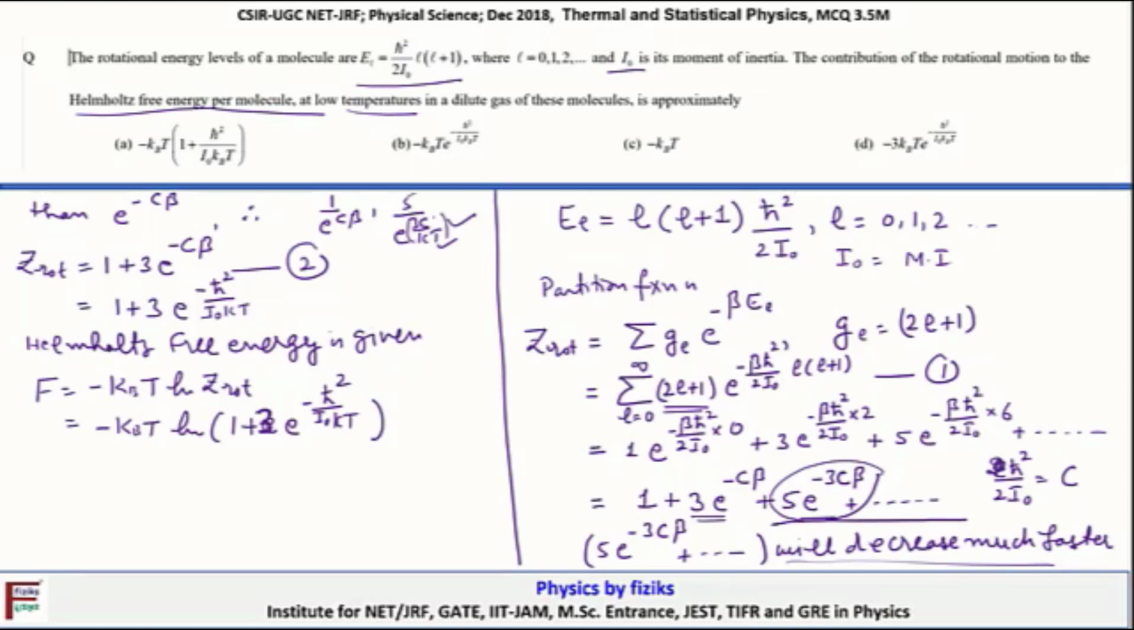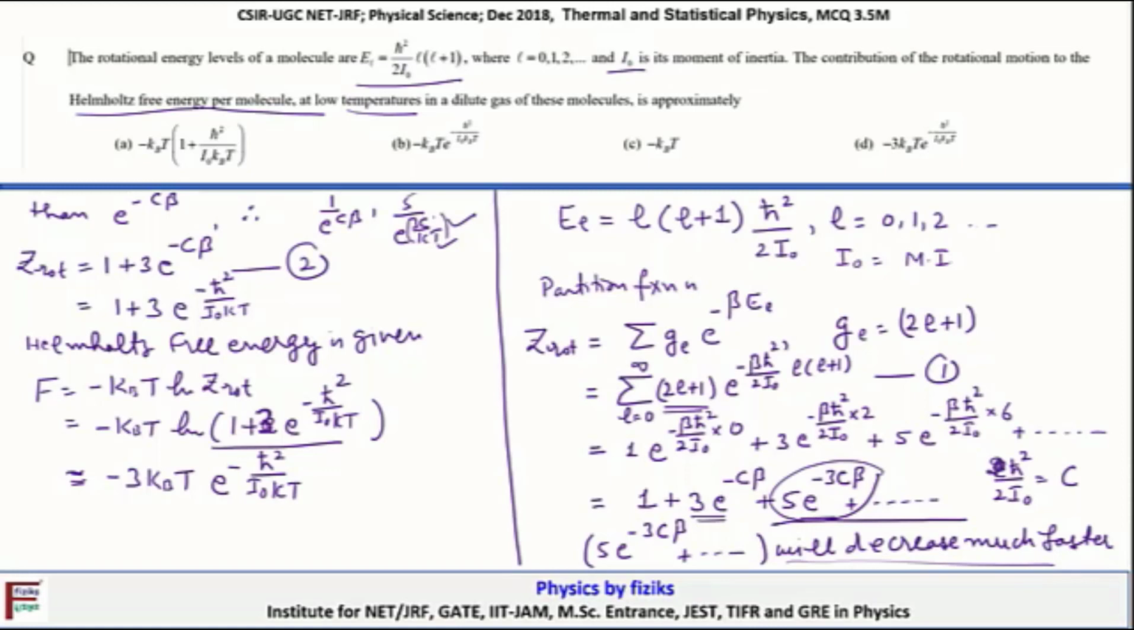Okay, and this can be further rewritten, because if you just expand these terms, ln 1 will give us 0, and ln of 3 exponential minus h cut square upon I naught kT. After expanding it, we obtain that this is approximately equal to minus 3kT exponential minus h cut square upon I naught kT.